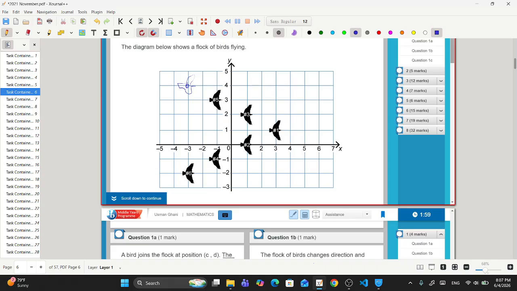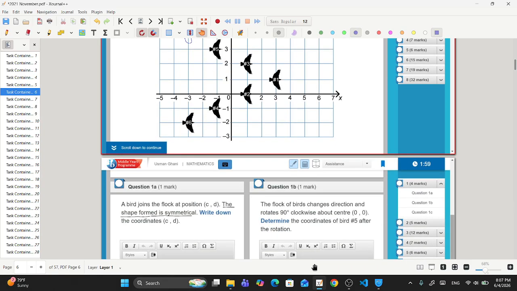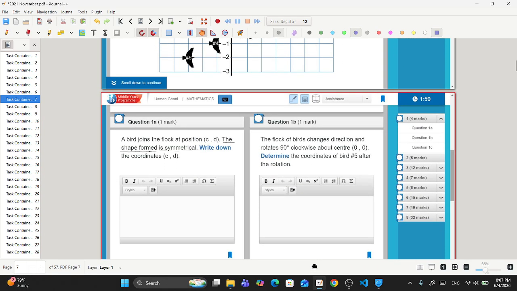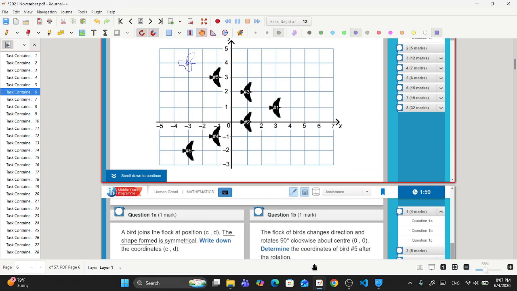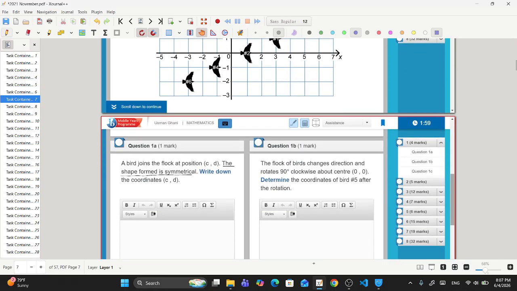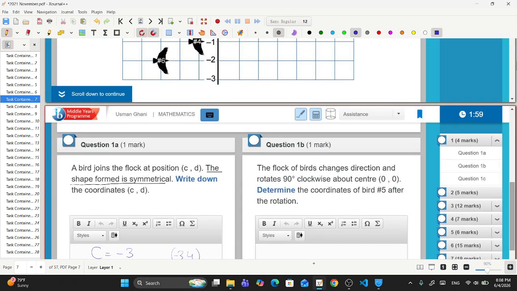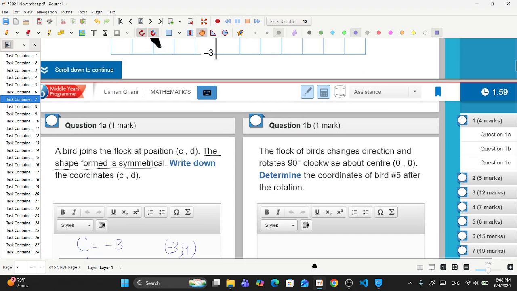So your answer is going to be, now you have to give your answer in the form of a coordinate. The coordinates are C, D. So C is supposed to be -3, and D is going to be +4. Or you can also write it as (-3, 4). This would be your first one.